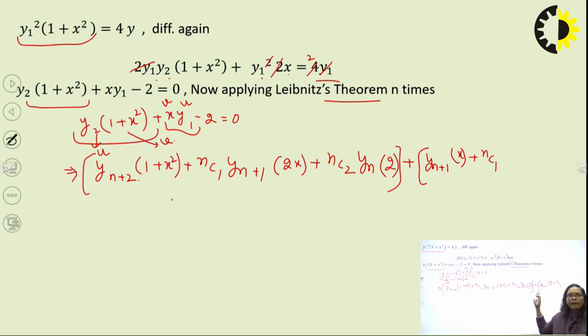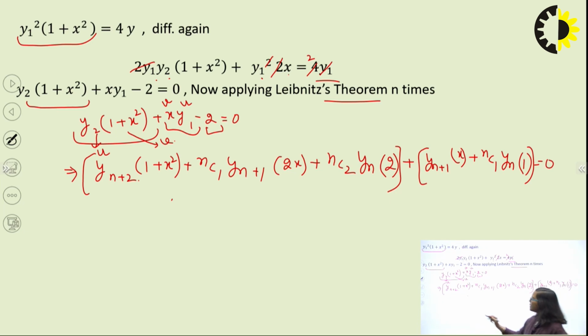One lower order derivative to y_{n+1}, which is y_n, into the higher order derivative of x, which is 1, and the next derivative is 0. So here it stops. Coming to the next term, which is a constant 2, and the derivative of constant 2 is 0. So this stops here, and I write this equal to 0.